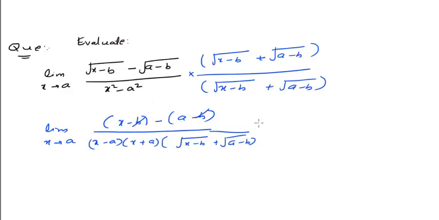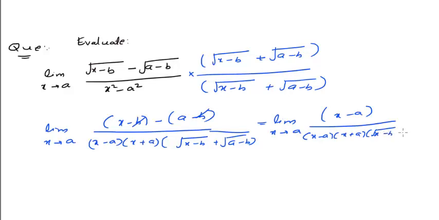So what will remain in the numerator is, you have limit x tending to a. In the numerator, the only term remaining will be x minus a, and in the denominator what you have is x minus a into x plus a into under root of x minus b plus under root of a minus b. Yes. Now limit x is tending to a, so neither this will be exactly 0 nor this will be exactly 0. Again we'll cancel these factors out, and now this limit has been converted into determinate form.